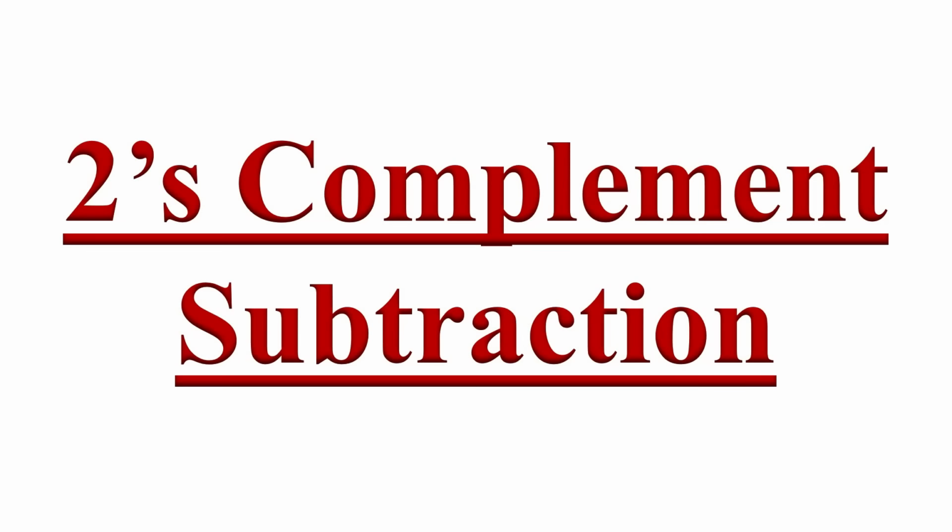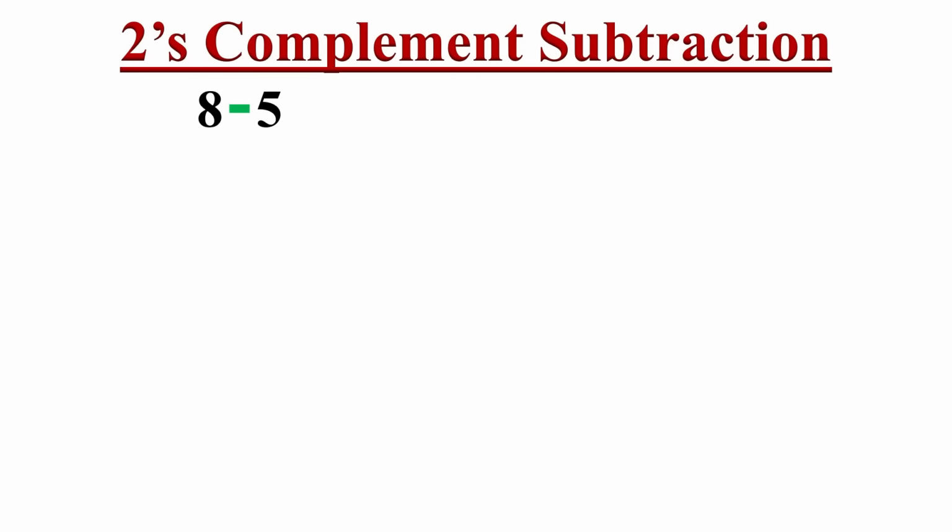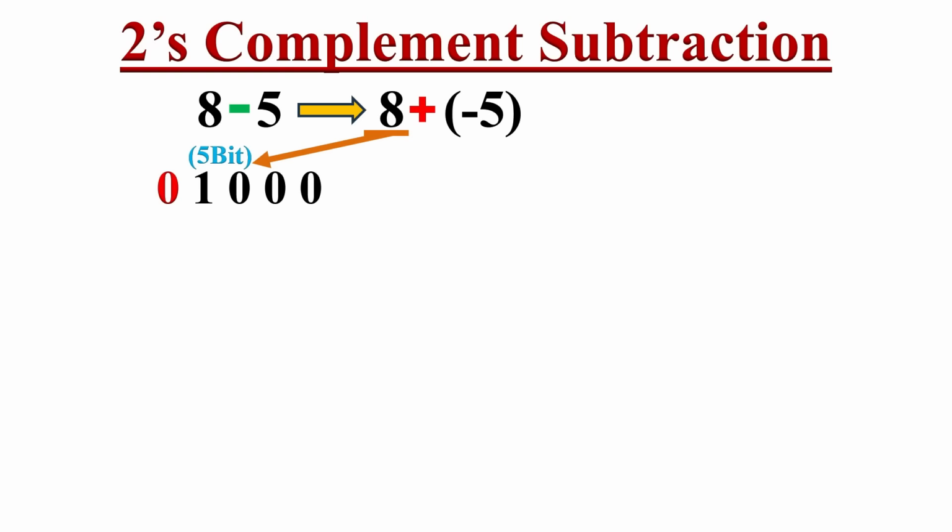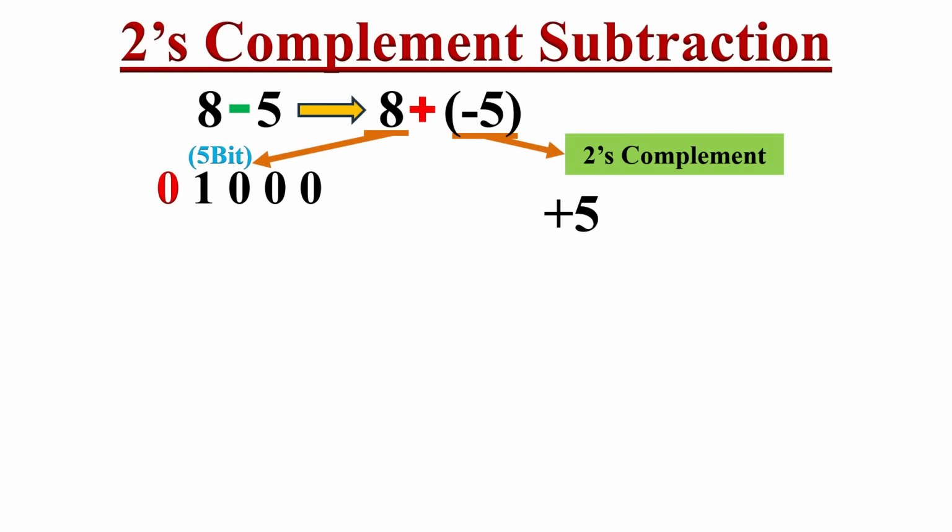Alright, now let's discuss how to do subtraction using the 2's complement form. The 2's complement subtraction is very similar to addition. Let's say you want to subtract these two numbers, 8 minus 5. We can represent this 8 minus 5 as 8 plus minus 5. So it is equal to 8 plus 2's complement of minus 5. Now this 8 can be represented as 0, 1, 0, 0, 0 in 5-bit form. And this minus 5 is nothing but 2's complement of plus 5. This plus 5 can be represented as 0, 0, 1, 0, 1.